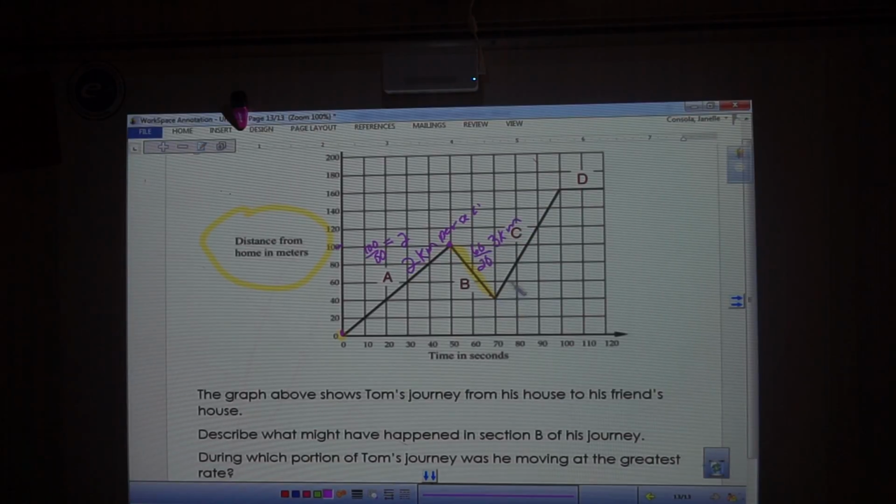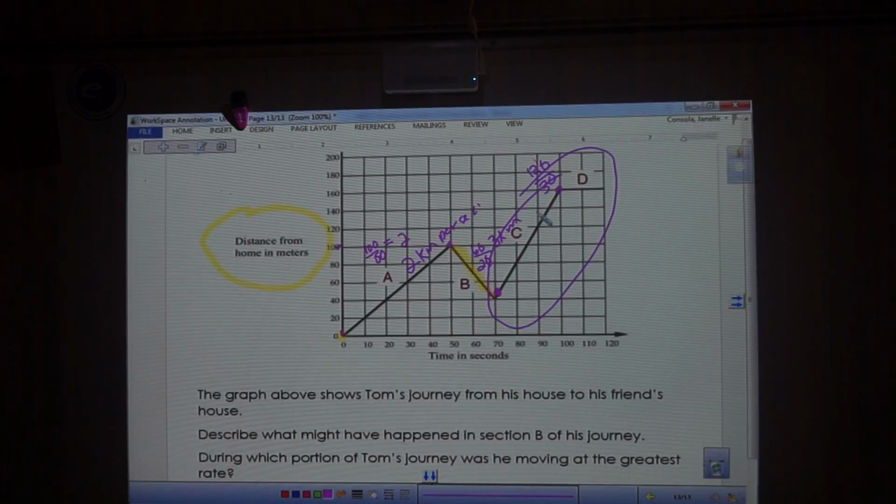Now let's look at C. From here to here. So I rose 20, 40, 60, 80, 100, 120, and then ran 10, 20, 30. 120 over 30 is 4. So choice C, okay, journey part C was 4 kilometers per second. So in portion C, he went the fastest.